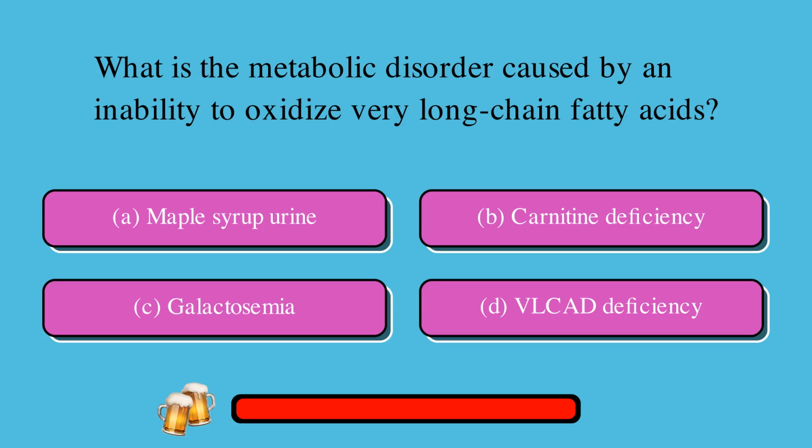What is the metabolic disorder caused by an inability to oxidize very long-chain fatty acids? A. Maple syrup urine, or B. Carnitine deficiency, or C. Galactosemia, or D. VLCAD deficiency? The correct answer is D. VLCAD deficiency.